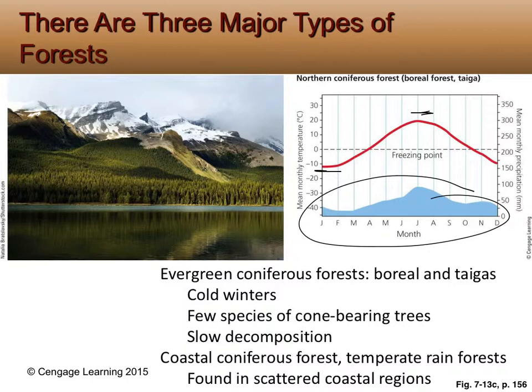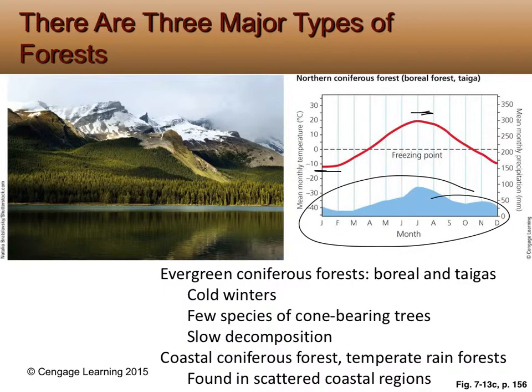Think about Canada. This would be just north of where we live by about 100 or 200 miles. Few species of cone-bearing trees. So if you think about Christmas trees, holiday trees, pine trees, that's the kind of thing you need to think about with this. A huge limiting factor is slow decomposition.